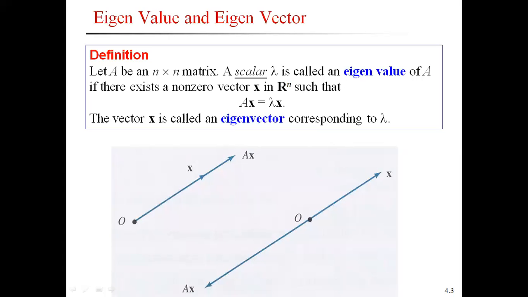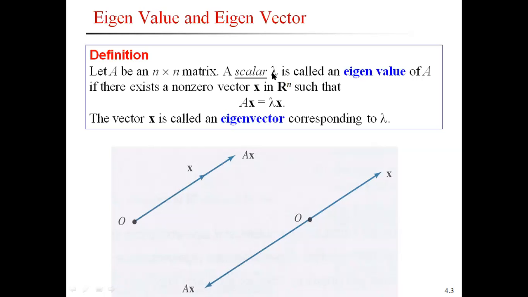First we define what an eigenvalue and an eigenvector are. It can be defined with respect to a matrix A. Let A be an n by n matrix. A scalar lambda is called an eigenvalue of A if there exists a non-zero vector x in R^n such that Ax equals lambda x. The vector x is called the eigenvector corresponding to lambda.